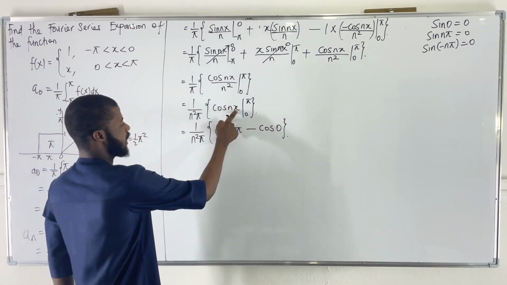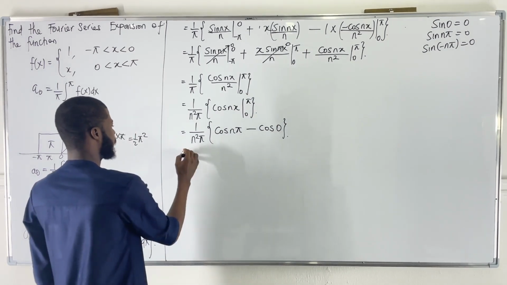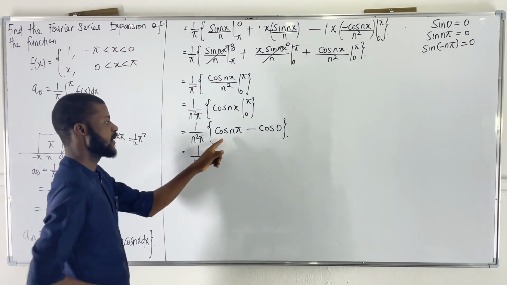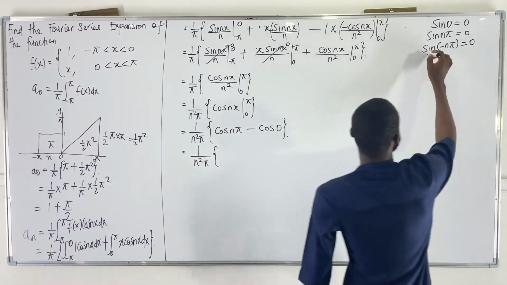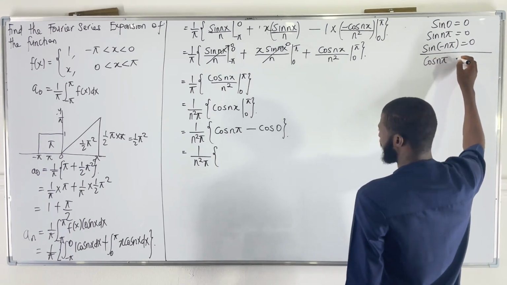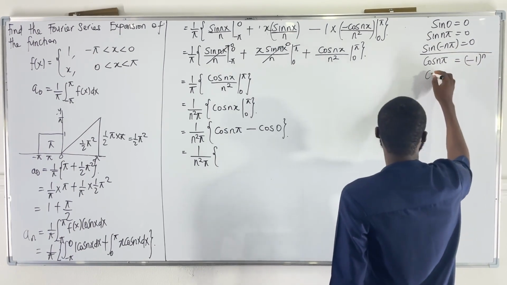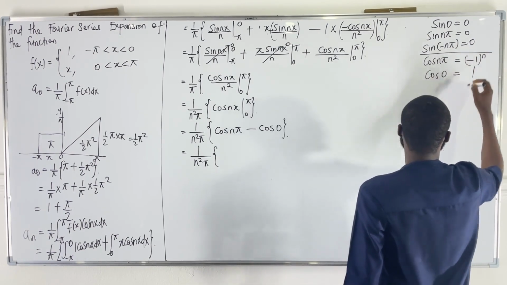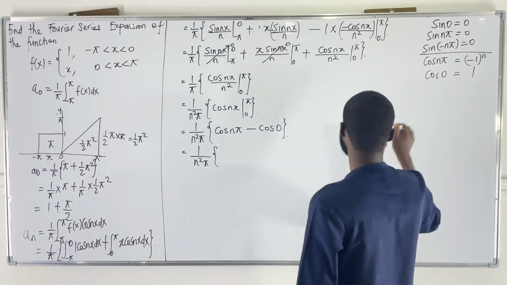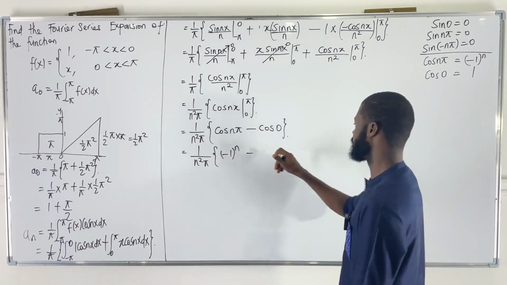Because when you put in x here as 0, n times 0 is 0. So you kind of get the picture. So this is 1 over n squared pi. Now the special values here: cos n pi is equal to minus 1 to the power of n. It's a special value. Then cos 0 is equal to 1. So cos n pi is minus 1 to the power of n, and then minus cos 0 is 1.